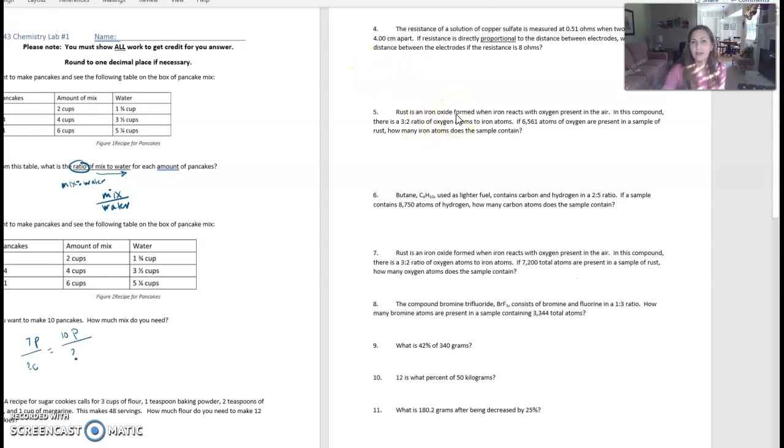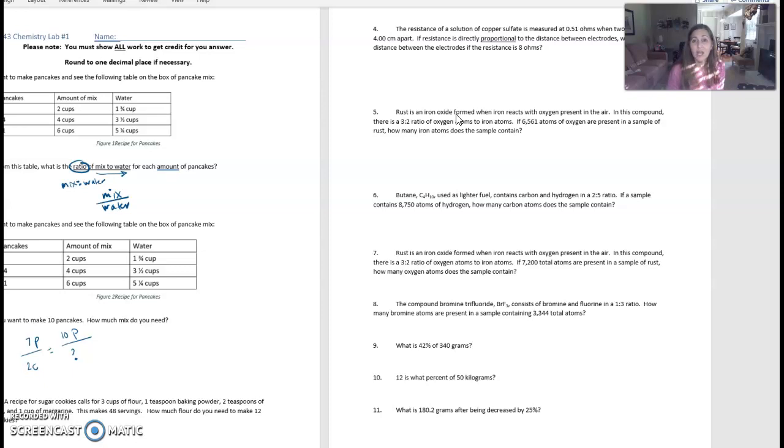Let's move this over a little bit and look at number 4. The resistance, okay, here's where we get to the chemistry information. The resistance of a solution of copper sulfate is measured at 0.51 ohms when 2 electrodes are 4 centimeters apart. Okay, I have no idea what that is talking about. I took chemistry very, very long ago. I don't know what they're talking about, but that does not mean that I cannot get the problem correct.